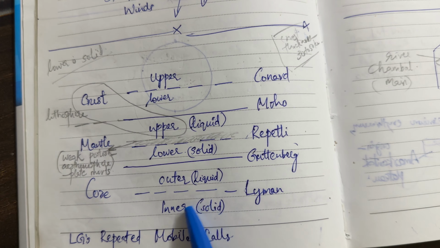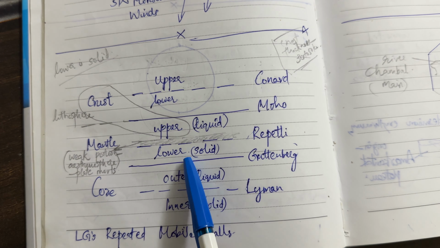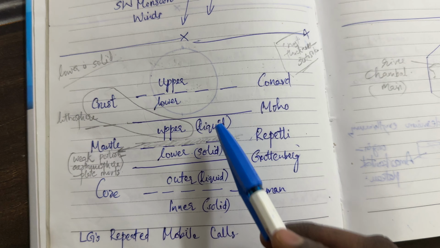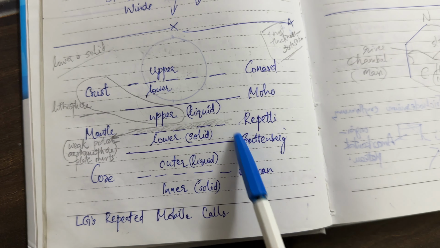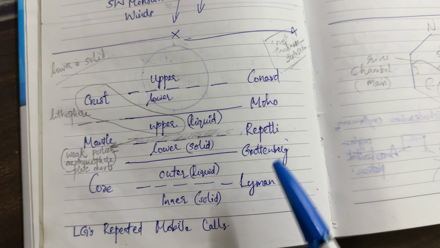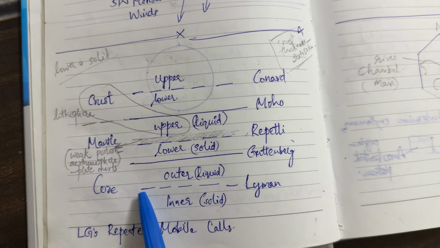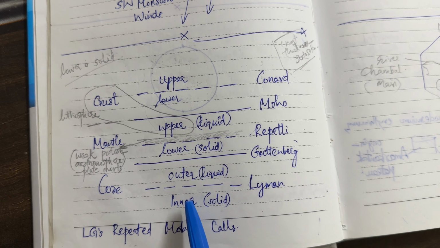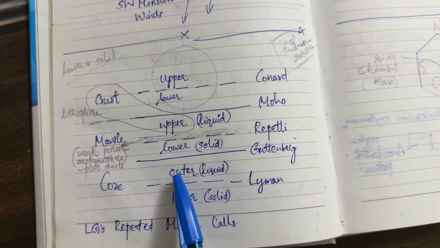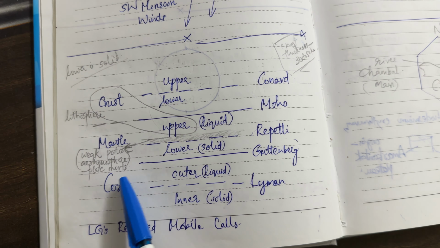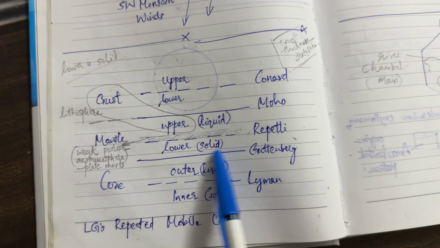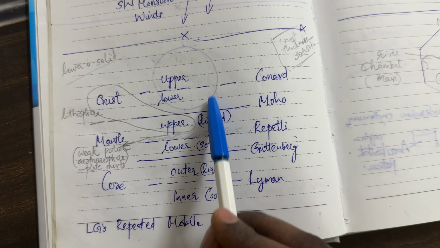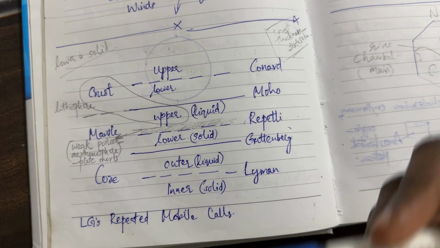The inner core is solid and the outer core is liquid. The lower mantle and upper mantle are likewise solid and liquid. Remember this. Then there is a separation between the inner and outer core, then between the outer core and the lower mantle, then between the lower and upper mantle, and so on, just like the sequence.